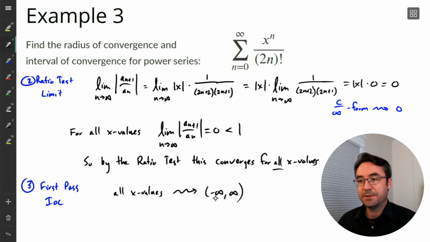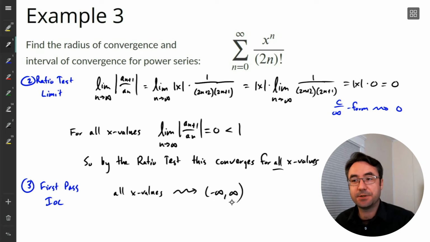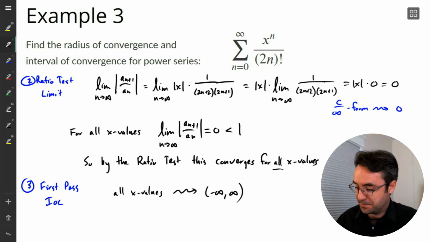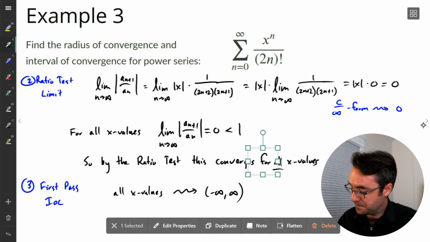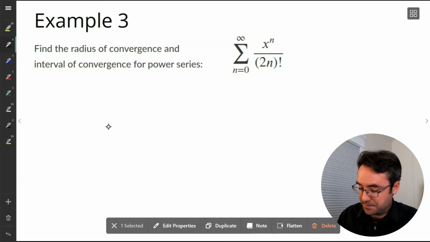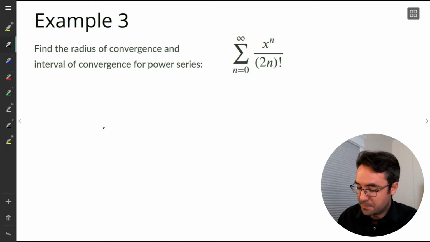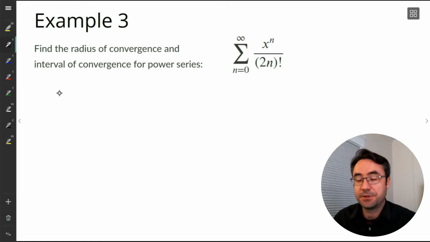Now normally there would be some finite endpoints here that we would have to check. So if this was a number, or if this was a number, we'd have to check those to see if we have convergence. But because this is everything, there are no endpoints that we need to check. We have all x values covered here. So let's formalize our answer. There's really no endpoints to check.